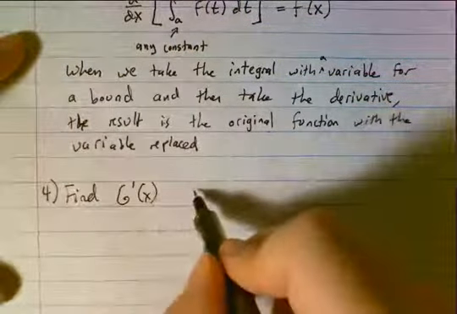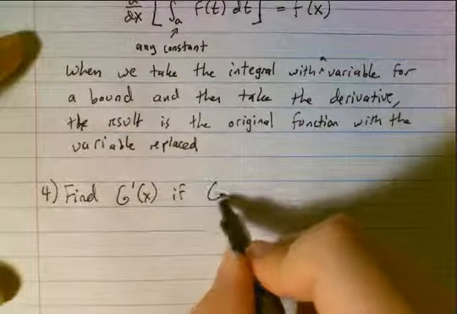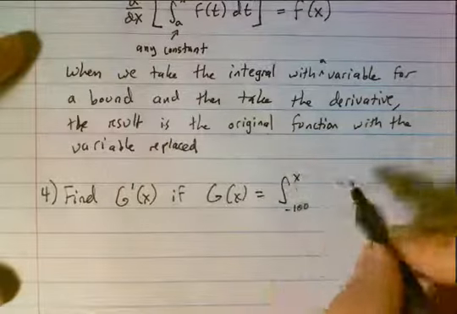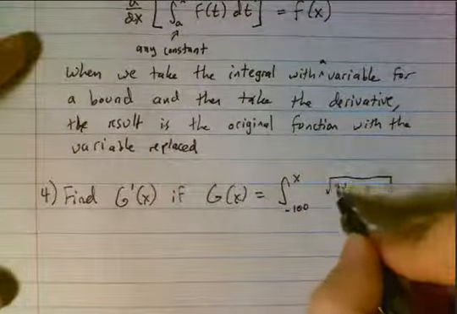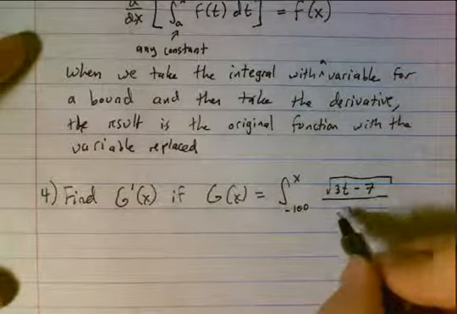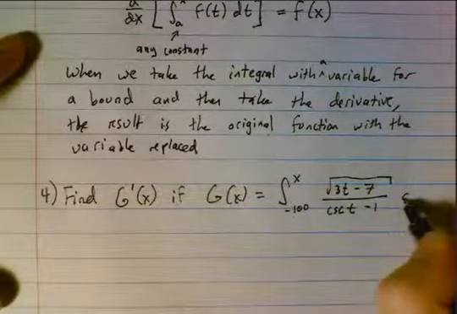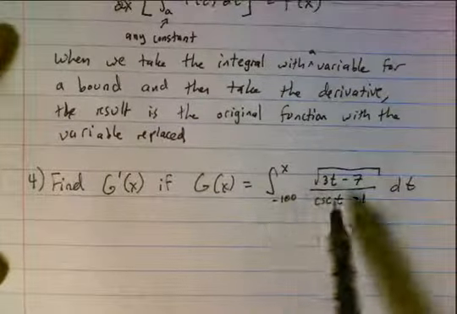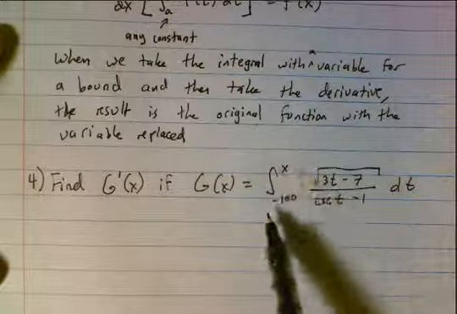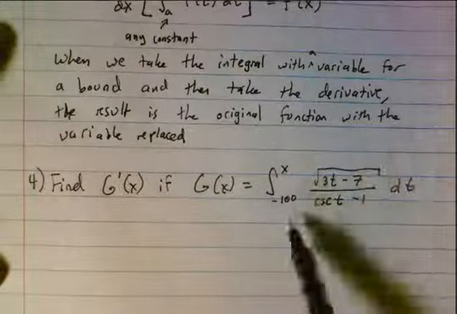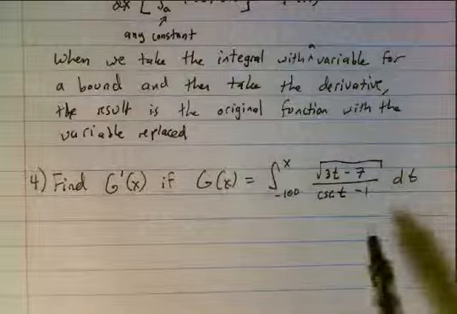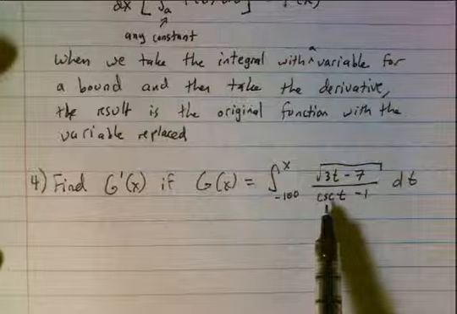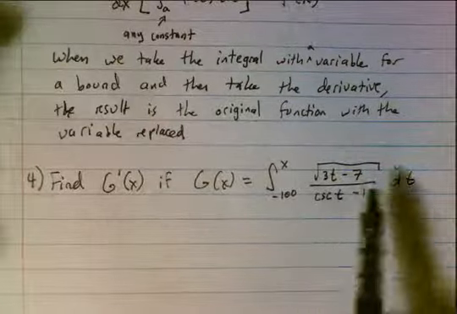Find the derivative of g of x if g of x equals the integral from negative 100 to x of the following: root 3t minus 7 over the cosecant of t minus 1 with respect to t. Now one thing we could do is our usual way of taking the integral and trying to figure out the antiderivative of this, plugging in x and negative 100 and subtracting them. The problem is this is going to be a huge pain in the neck because we actually don't have a formula for the antiderivative of the cosecant of t, and this is just a huge monster.